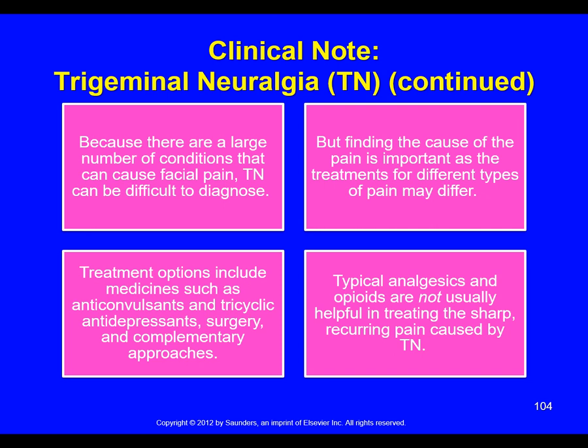And because there are a large number of conditions that can cause facial pain, it's really hard to diagnose, but finding the cause is important because patients really have a lot of pain, and different kinds of treatment can differ based on their symptoms. Treatment can include medications such as anticonvulsants or tricyclic antidepressants. Some patients have surgery, and some will do some massaging, that kind of thing. Typically, analgesics and opioids are not that helpful in treating the sharp pain that's caused by trigeminal neuralgia.